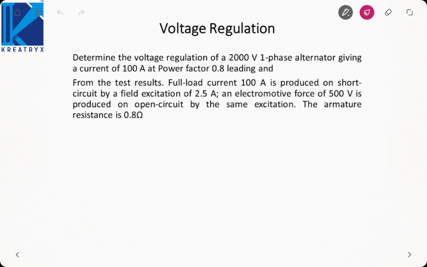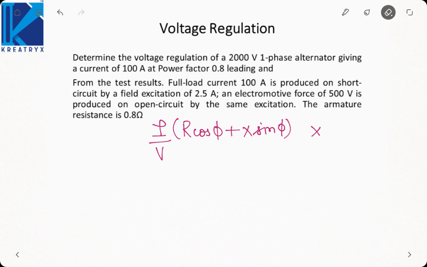Next type of problems are based on voltage regulation. In voltage regulation, do not use the method that we use for transformer, which is I into r cos phi plus x sin phi. This method should not be used in the case of a synchronous machine. Why? Because it is an approximate method, and this approximation will deviate by a large amount from the actual result for the case of a synchronous machine.